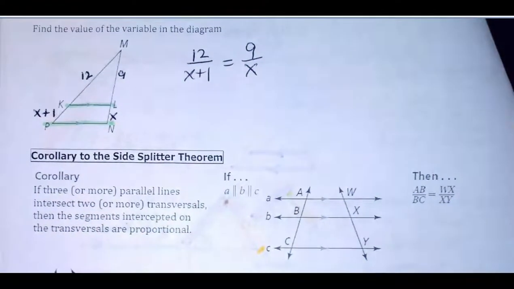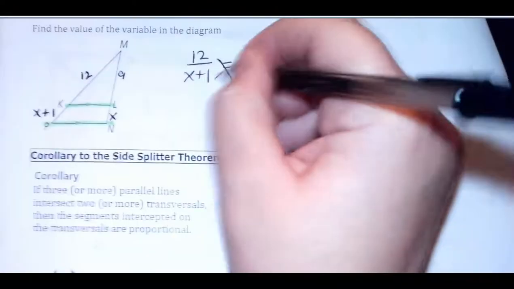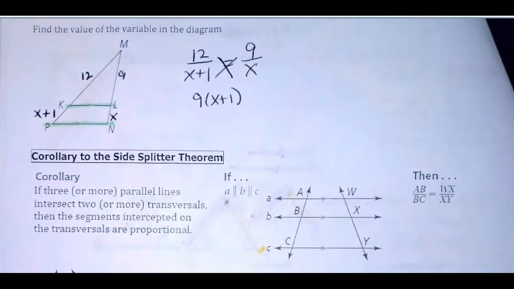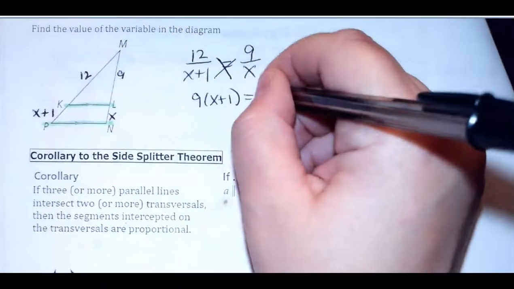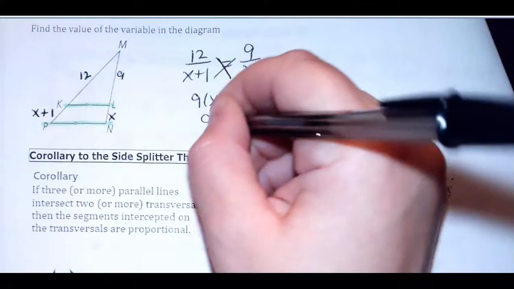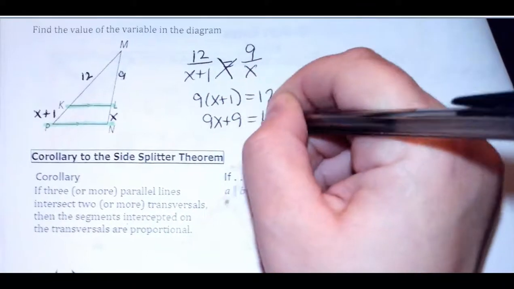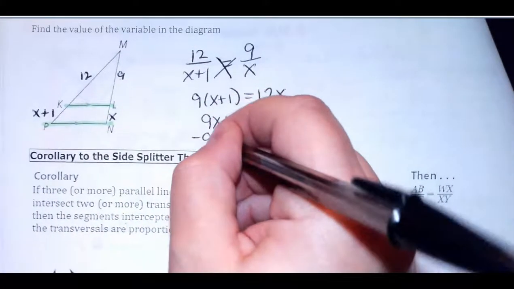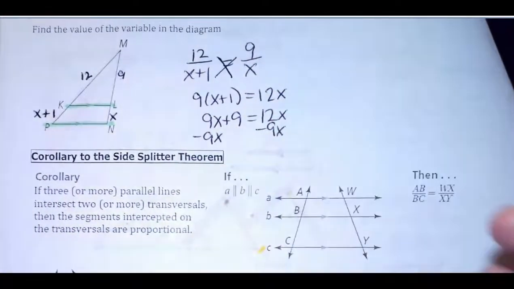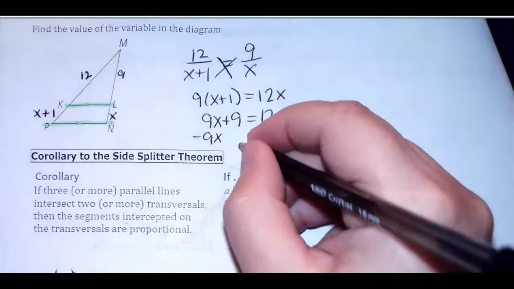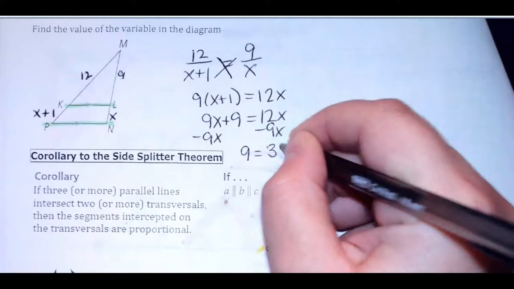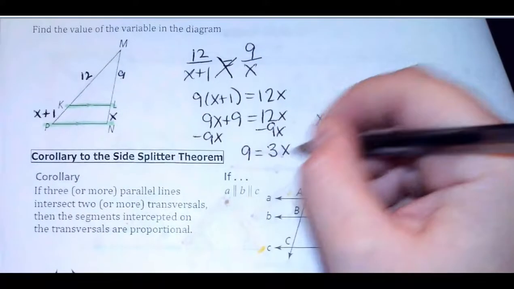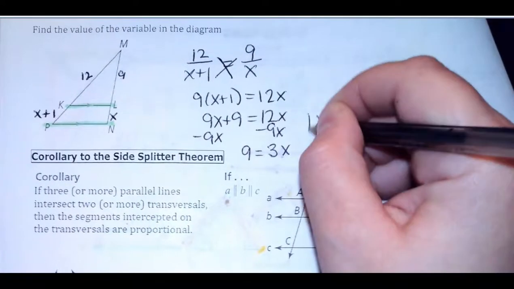And again, we're just going to cross multiply here. Now, if I've got two terms, I've got that x plus 1, I want to do my distributive property. And then 12 times x. So this is going to be 9x plus 9 is equal to 12x. And I would subtract 9x from both sides there. I'm going to end up with 9 is equal to 3x. And so x, if I divide both sides by 3, is actually going to give me 3 as my answer.